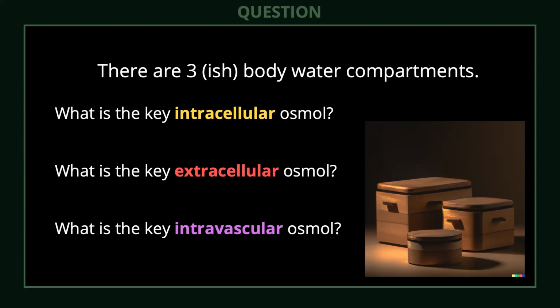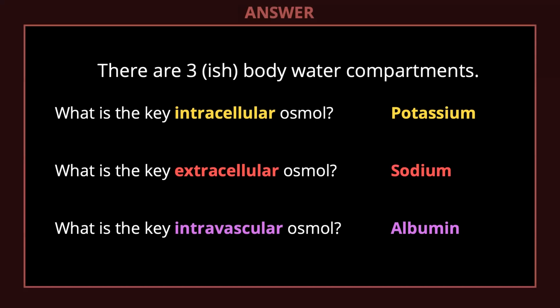I can reveal the correct answer is for the intracellular compartment that is controlled by potassium. For the extracellular compartment, that's controlled by sodium, and the intravascular, which I'll remind you is a part of the extracellular. So sodium is also important to the intravascular, but it has its own effective osmole, albumin, that exerts that oncotic pressure to keep water in the intravascular space. Okay, we're not going to talk too much about albumin today. We're mostly going to be focusing on sodium and potassium, and really mostly on sodium.